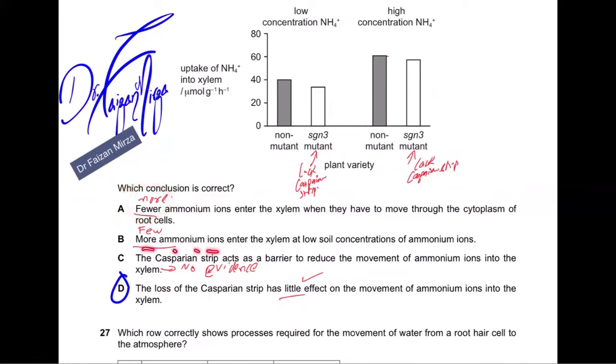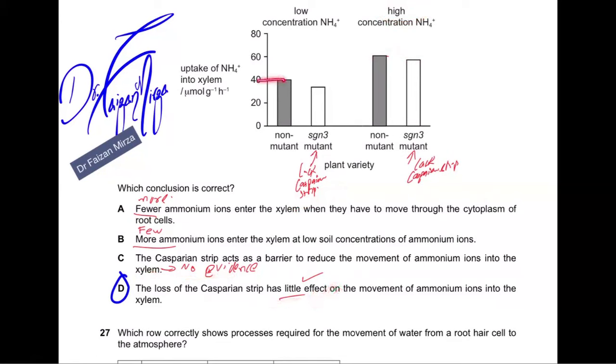So more ammonium ions enter the xylem at low soil concentration of ammonium ions? No, more enter in the high concentration. Okay, the Casparian strip acts as a barrier to reduce movement of ammonium ions into the xylem. Again, this is a fact, yes, but there is no evidence on the basis of this graph. The loss of Casparian strip has little effect on the movement of ammonium ions into the xylem. Yes, this is exactly what's happening here.